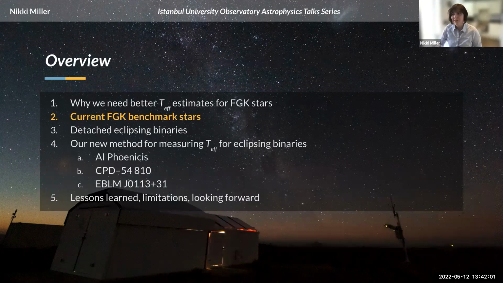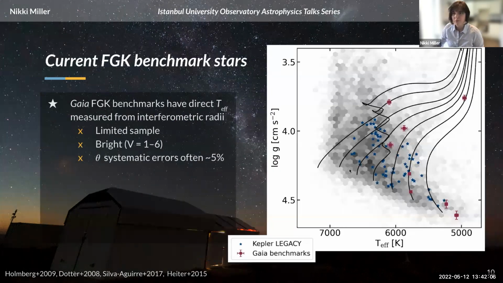So the current status of FGK type benchmark stars, we have the Gaia FGK benchmarks, which you might be familiar with. These have direct temperatures measured where the angular diameters come from interferometry, and the bolometric flux is simply taken from SED fitting. Unfortunately, for interferometry, the sample of stars that you can get is fundamentally limited by the distance and the size of the stars.